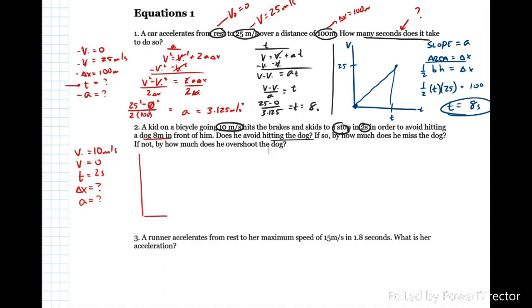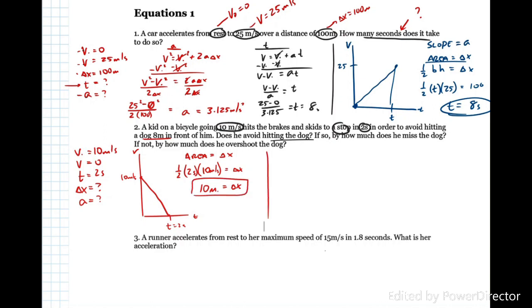Look at the graph. Again, it's velocity versus time. Start off here and accelerate down. Stop. So my initial velocity is 10 meters per second. Takes me 2 seconds to stop. So if I know that the area is equal to the displacement, here the area is 1/2 my base, 2 seconds, times my height, 10 meters per second. So that delta x comes out to be 10 meters.